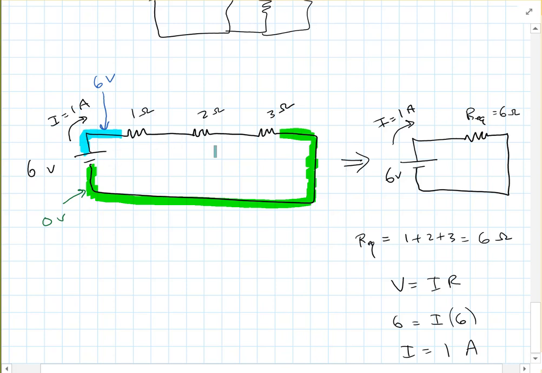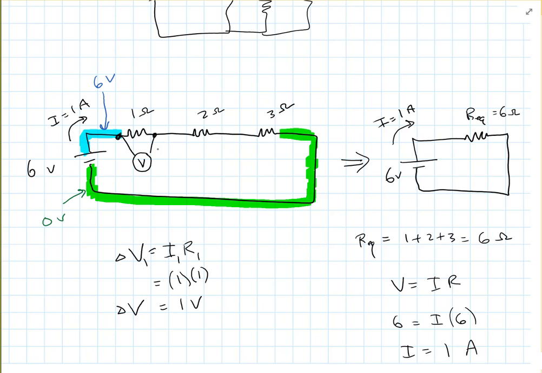Now the question is, what are these other things? So if I hook up my voltmeter here, what's it going to measure? That voltmeter has to measure the current through the resistor times the resistance. So the current is 1 and the resistance is 1. So I'm going to measure a delta V across that resistor. I'm just going to put 1s there. The delta V has to be 1 volt. That means the terminal on one side has to be 1 volt higher than the terminal on the left side. Well, the terminal on the left is 6 volts. So the terminal on the right has to be 1 volt less than that, has to be 5 volts. So this is all going to be 5 volts.